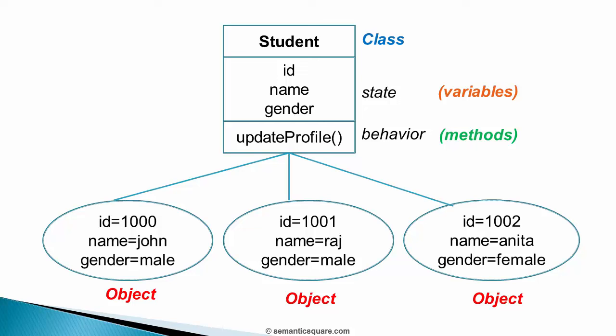Now let's look at how they are represented in code. And we are going to use the same student class example. But for now, let's not worry about writing the code. Our goal for now is to just get a feel for how to create an object from a class in Java. And that we will see in the next slide.